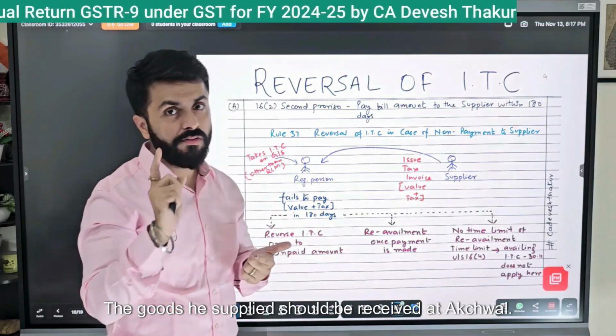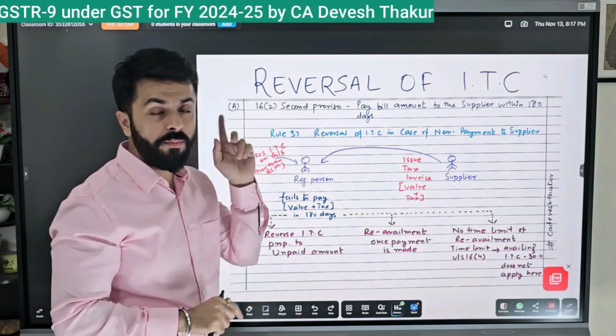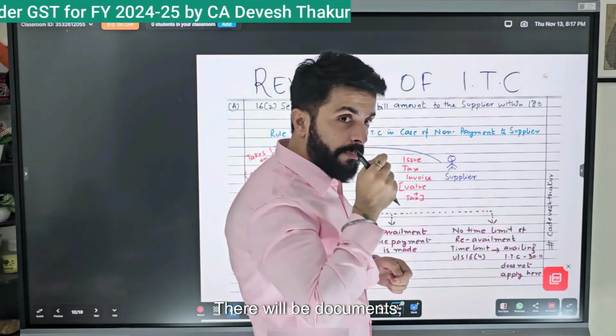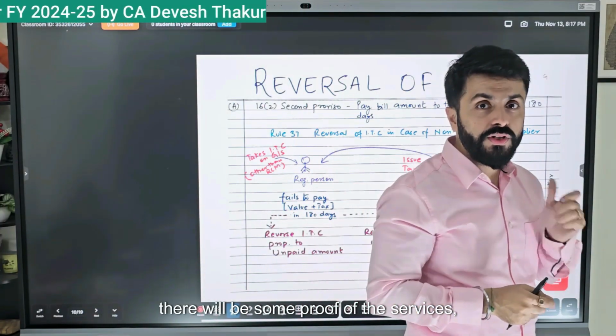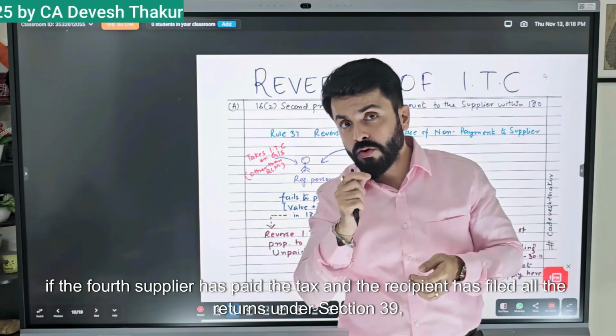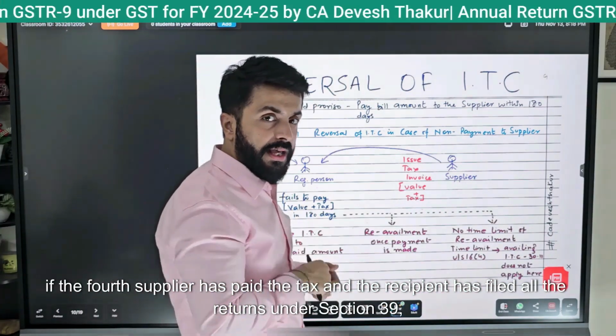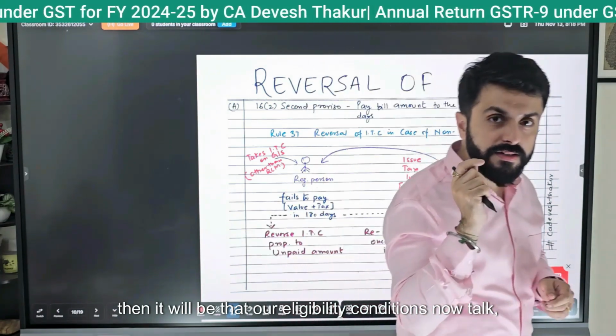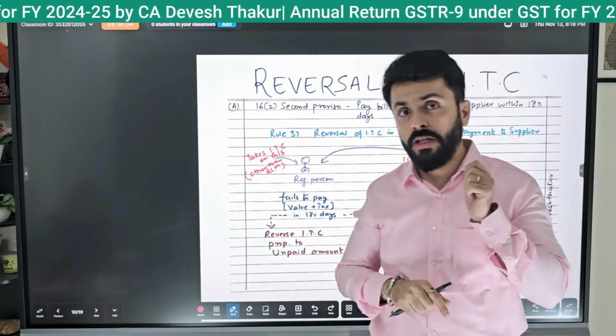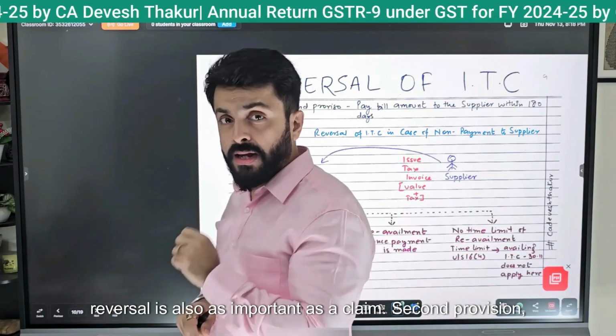The goods he supplied should be actually received. How will the receipt be shown? There will be documents, there will be some proof of the services. Fourth, the supplier has paid the tax and the recipient has filed all the returns under Section 39. Then our eligibility conditions are met. Reversal is also as important as a claim.